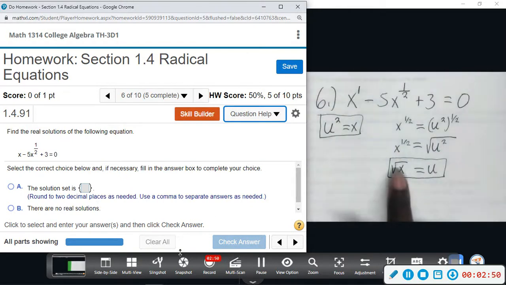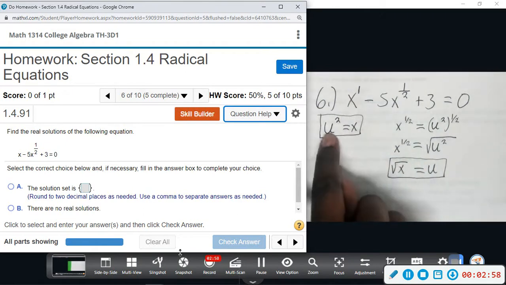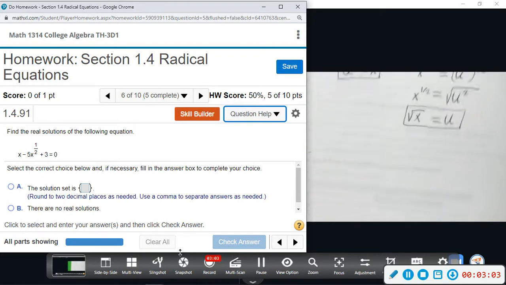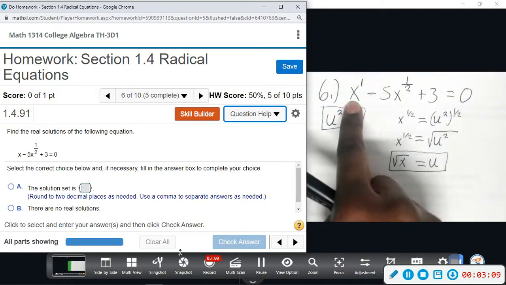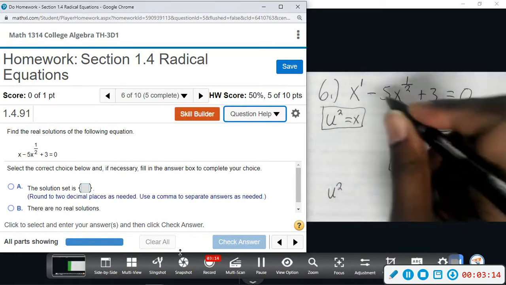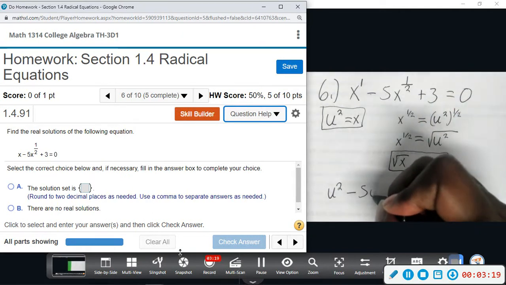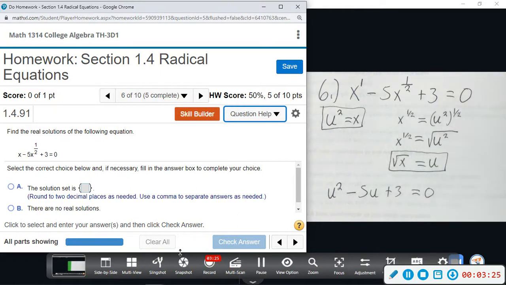So what this means is for this X to the 1/2, or the square root of X, I'm going to replace that one with U right here. And with the X to the first power, I'm going to replace that with U squared. All right, then it will look quadratic. Then we can solve it the way we would normally. So let me not scoot up too fast. I'm going to replace this X with a U squared. And then minus 5, instead of X to the 1/2, it's going to be 5U. And then plus 3 equals 0. So same problem, all we've done is substitute.